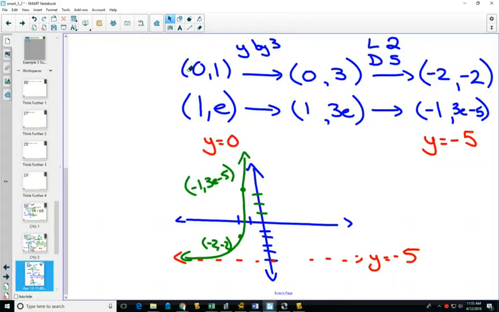So again, if you didn't write them down from before, to practice graphing, questions 10 and 13.